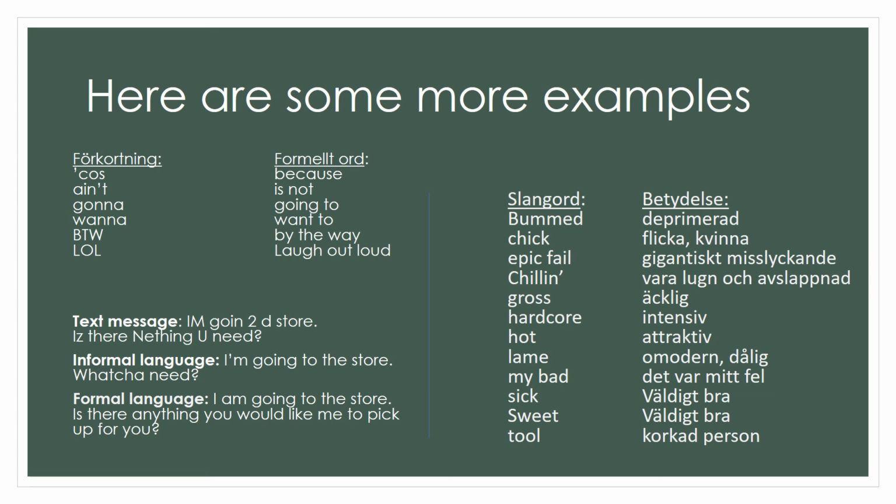And if we look to the right, you see some slangord and betydelse. So let's look at them. Bad means deprimerad. Chick means flicka, kvinna. Epic fail, gigantiskt misslyckande. Chillin, vara lugn och avslappnad. Gross, äcklig. Hardcore, intensiv. Hot, attraktiv. Lame, omodern eller dålig. My bad, det var mitt fel. Sick, väldigt bra. Sweet, väldigt bra. Tool, korkad person.